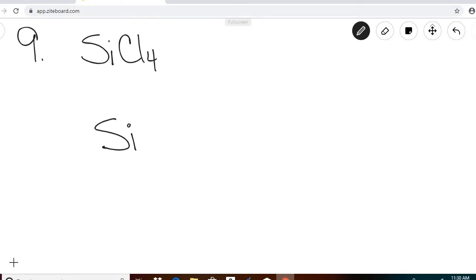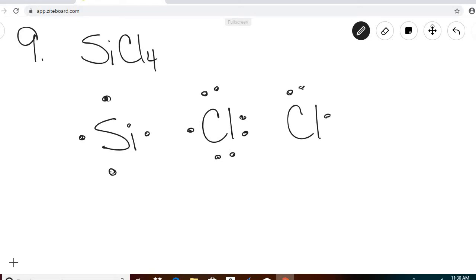Okay, number 9 is silicon tetrachloride. Okay, so the silicon is in group 4A, so it has 4 valence electrons. Chlorine is in group 7A, so each chlorine will have 7 valence electrons.